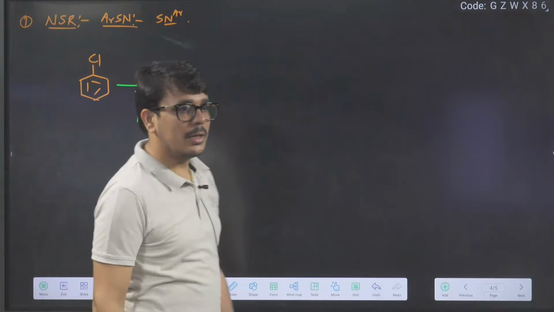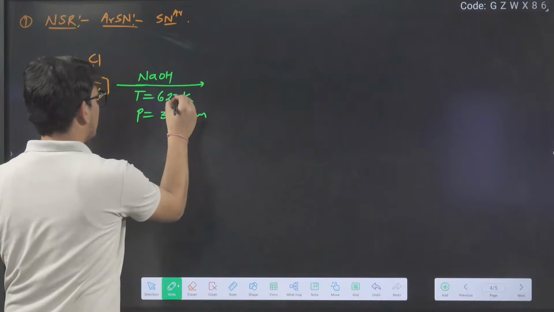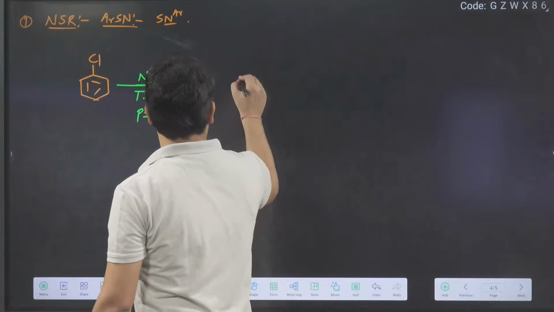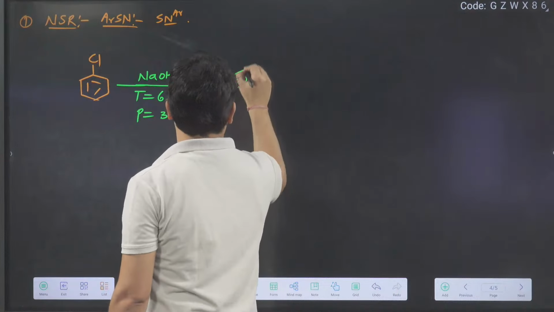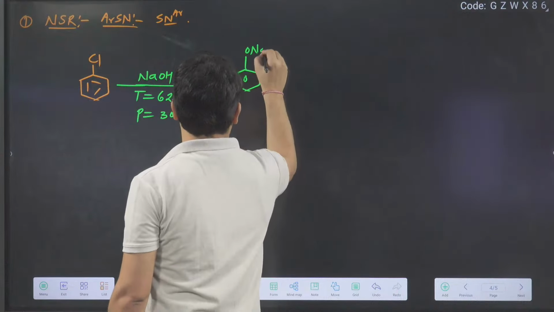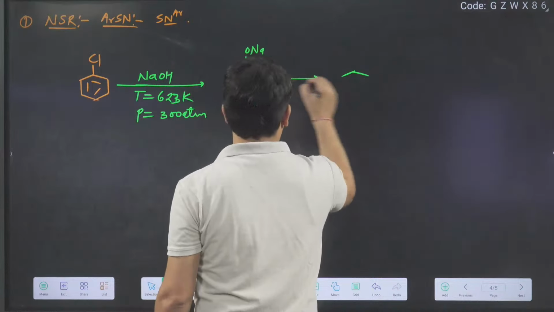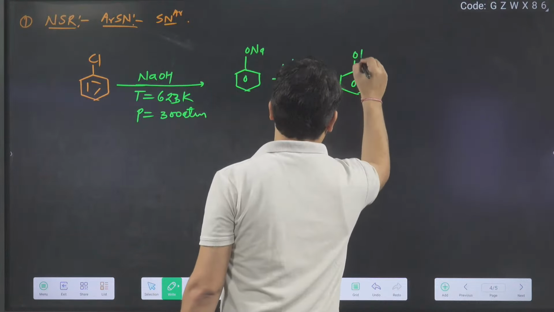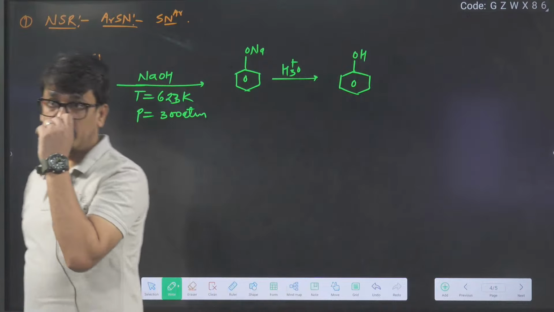Check, 300 atm, 623, 627, whatever is there. Clear to everyone, yes or no? Now in this case, first you will get this thing, and then after hydrolysis, this finally converted to phenol. Clear to everyone or not?